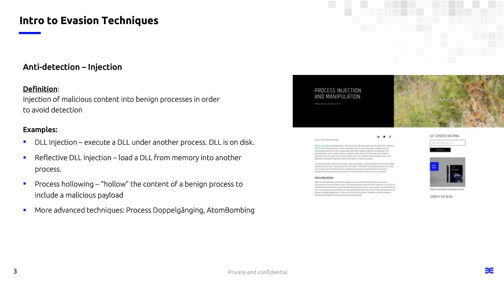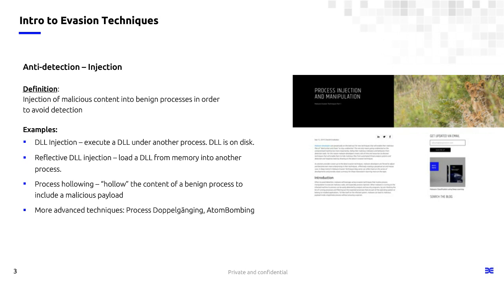A second example for an injection technique is a technique called reflective DLL injection. This technique allows you to load a DLL from memory into another process. So in this technique, you don't have to have your DLL saved on disk, which is a very big improvement compared to the previous technique. This allows you to evade some security solutions that don't check running processes or memory of a computer to check for malware.